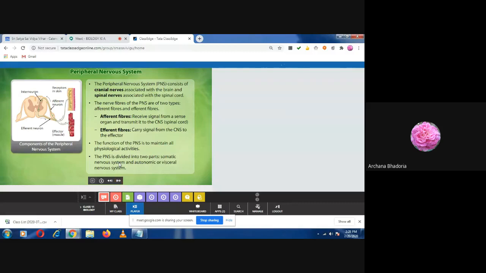Devanshi? Be quick in answering. What are the two types of fibers? Nerve fibers? Afferent fiber and efferent fiber. What is afferent fiber? They receive the signal from the sense organ and then transmit it to CNS. हाँ, तो वो क्या इम्पल्स को लेके जा रहे हैं CNS तक. ठीक है. What the efferent will do? What the efferent will do? Quickly, Devanshi.